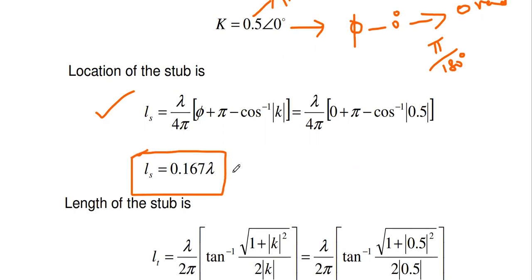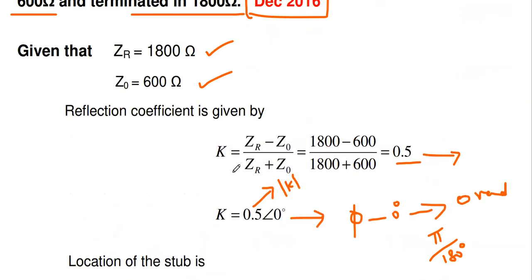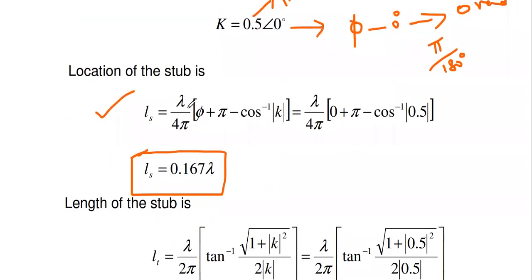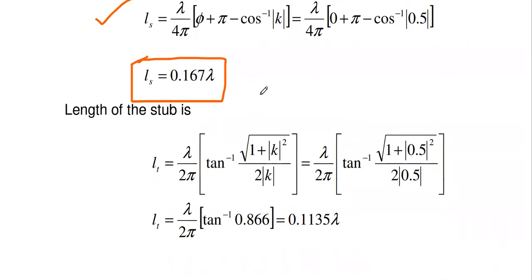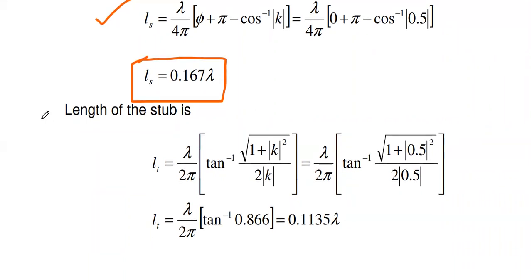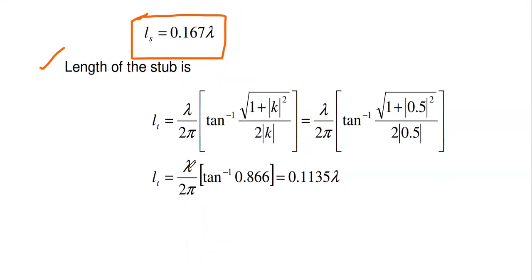So here the location of stub is in terms of lambda, since the lambda value we can't calculate as the frequency of operation is not given. In another problem, if the frequency is given, we have to find out lambda and substitute here. So here in terms of lambda, the location of stub is available. And the other one, we have to find out the length.